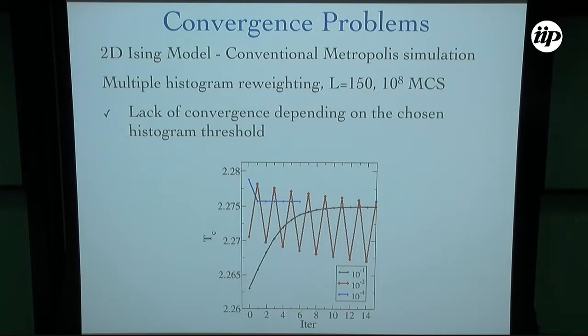So if you cut at 10 to the -1, you see it converges to a nice value of temperature here. If you use 10 to the -4, it converges almost instantaneously. But for some reason, at 10 to the -2, you start at this temperature, it goes to this, and then you have this strange shape here.